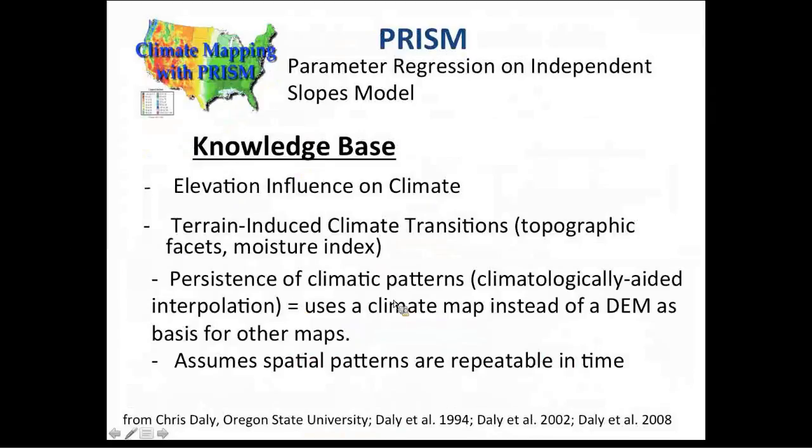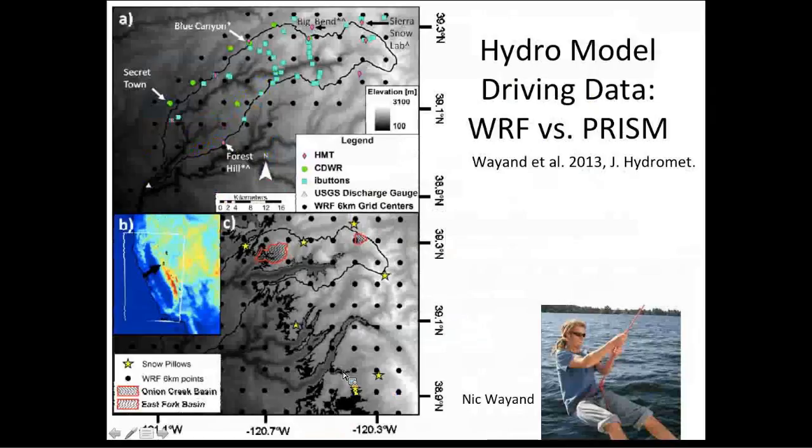So one way we commonly distribute precipitation in mountains is to use something called PRISM, which probably many of you are familiar with, developed by Chris Daly at Oregon State University, where he basically is assuming that elevation influences both temperature and precipitation distributions with climate. He uses terrain-induced climate transitions, assuming you have topographic facets and a moisture index. What does that mean? That means that your west slope of the mountains is going to be wetter than the east slope of your mountains. And when you're interpolating, you want to interpolate on the same slope.